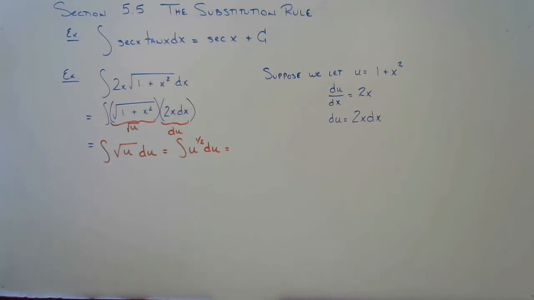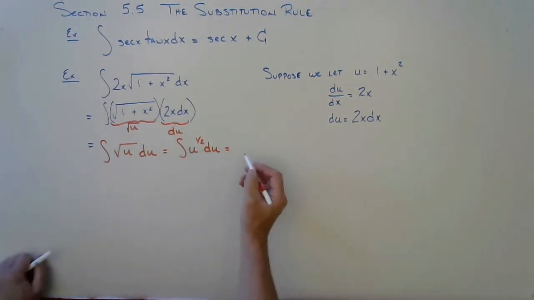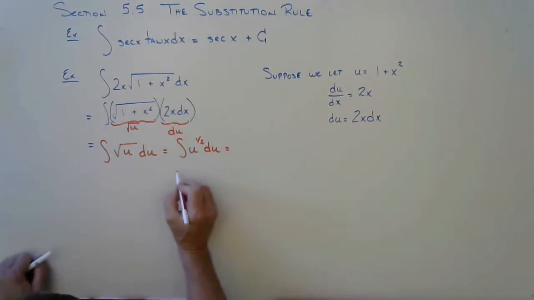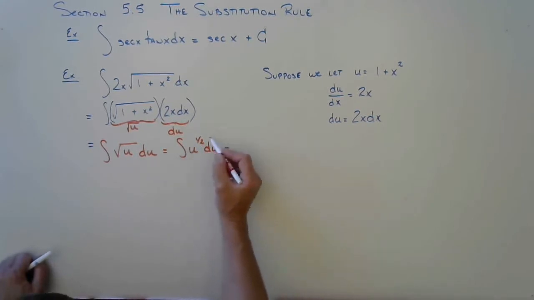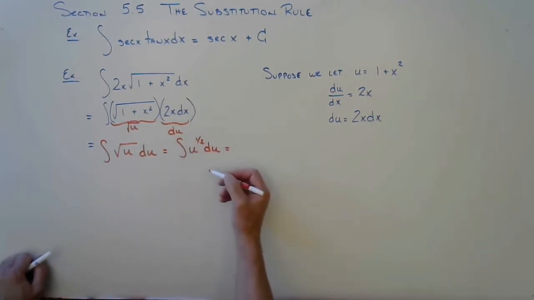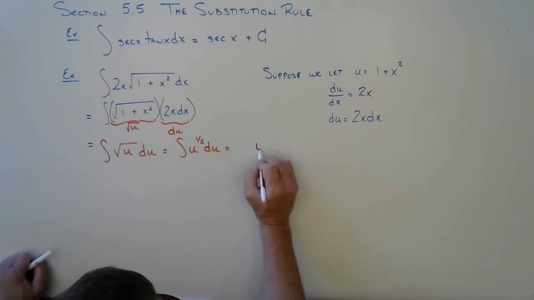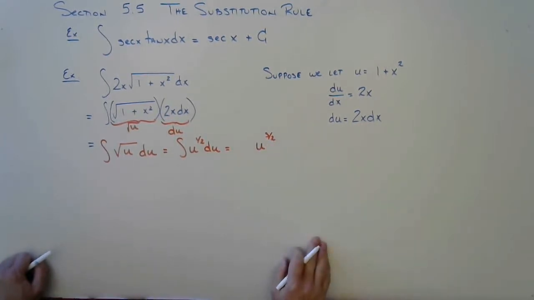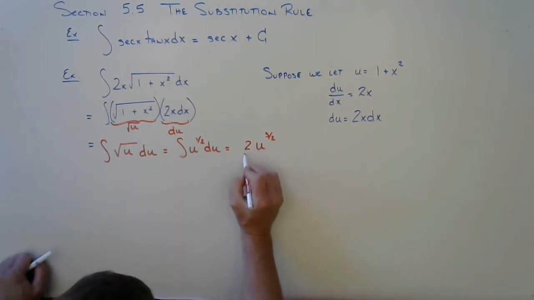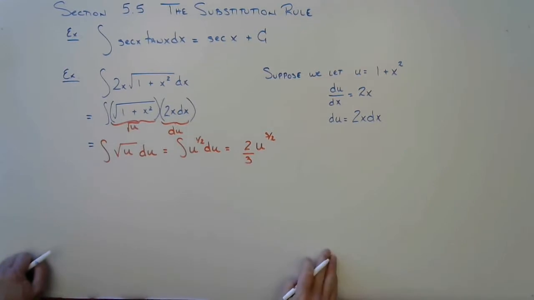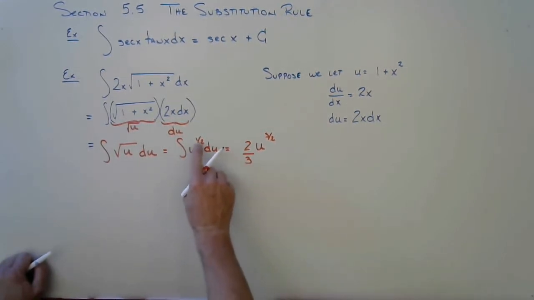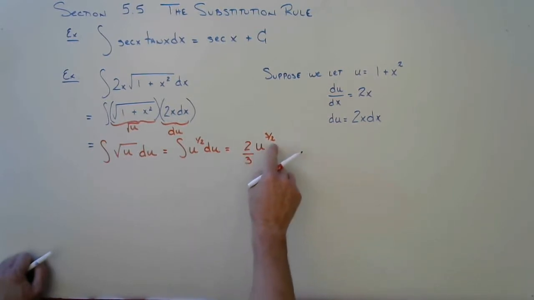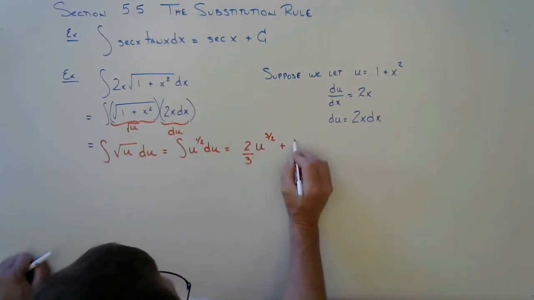We have the power rule. And we know the answer to this. Based on our power rule, we add 1 and we divide. So when I add 1, I get u to the 3/2. When I divide by 3/2, that's the same as multiplying by 2/3. So the integral of u to the 1/2 du is 2/3 u to the 3/2 plus c.